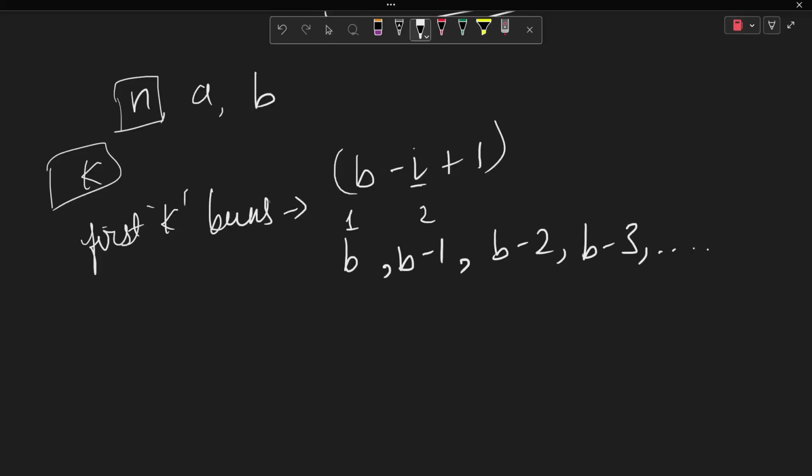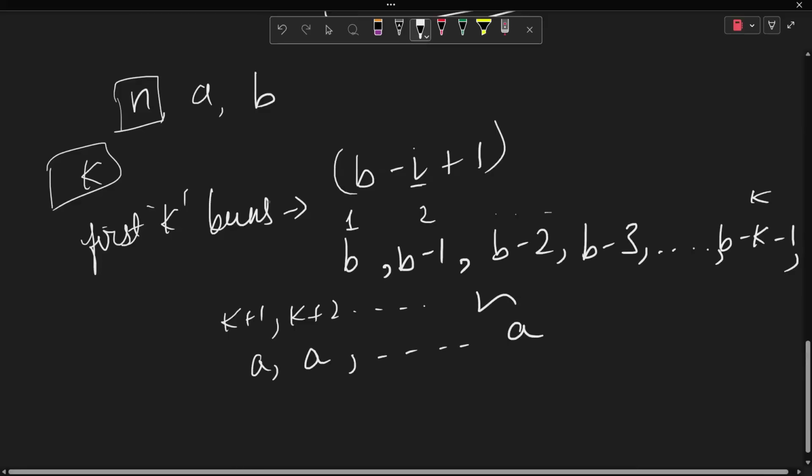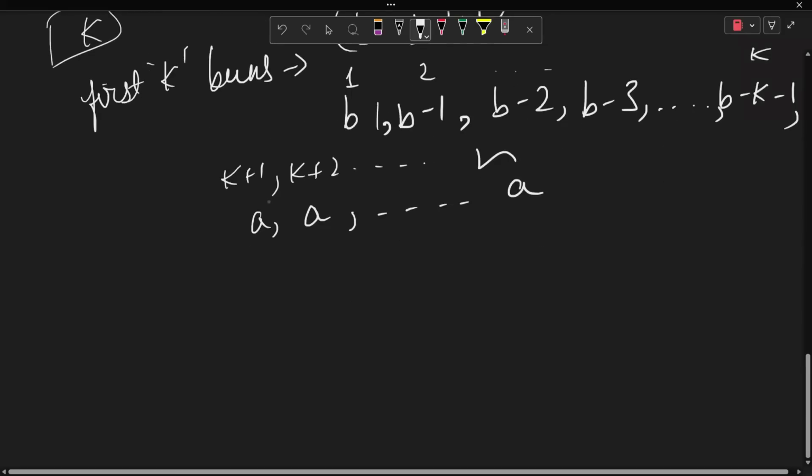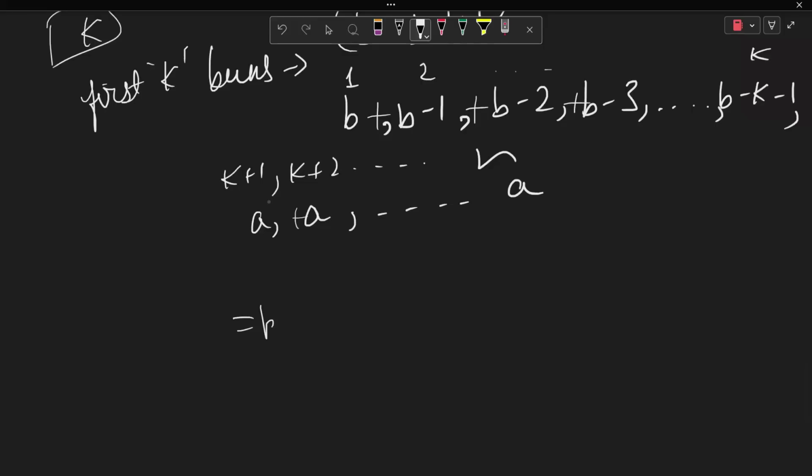So this was the first bun, second bun. For the kth bun, it would be B minus K plus 1. So this way it would go. And for the remaining buns, from K plus 1 up to N, the price would be A. Okay. Now we have to just add up these prices, and the sum of these prices would be our profit. Now we have to maximize this profit by picking a particular K.